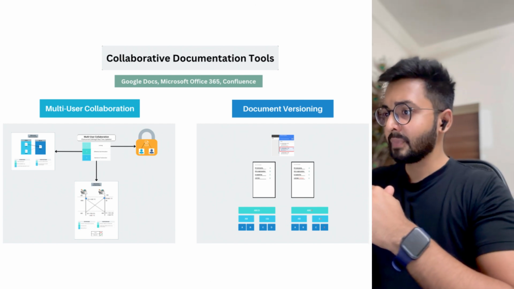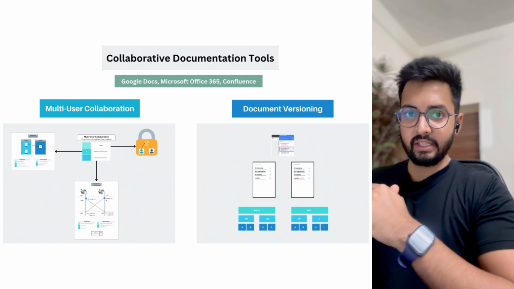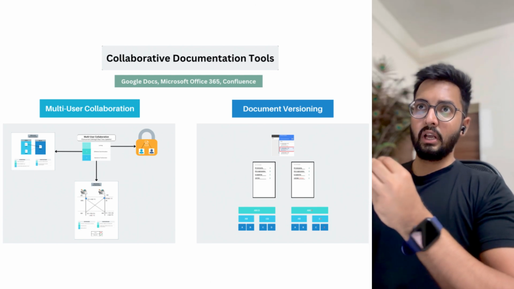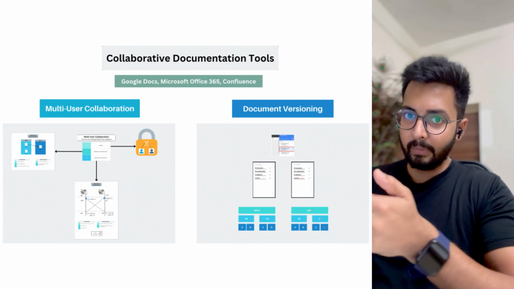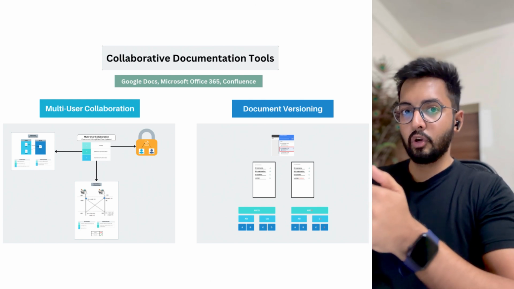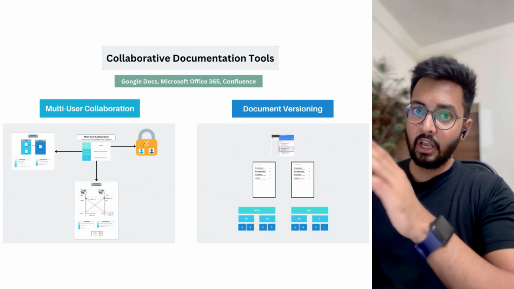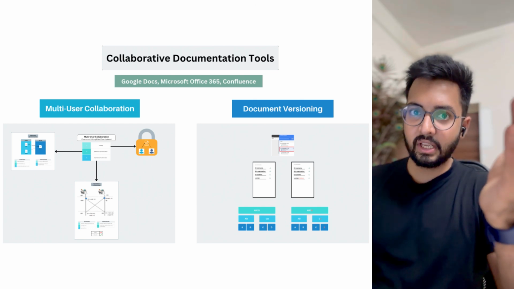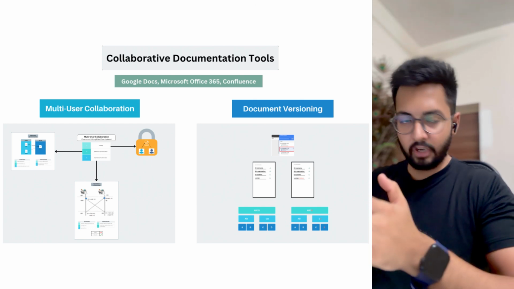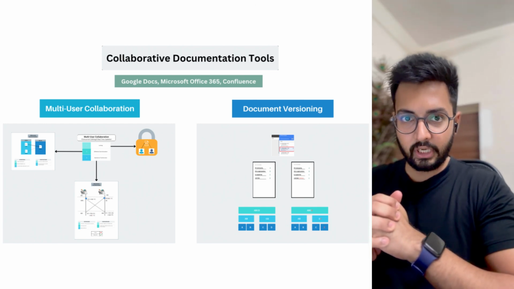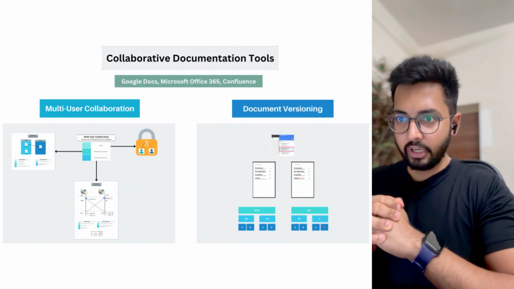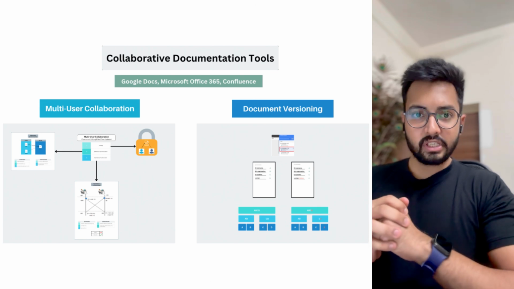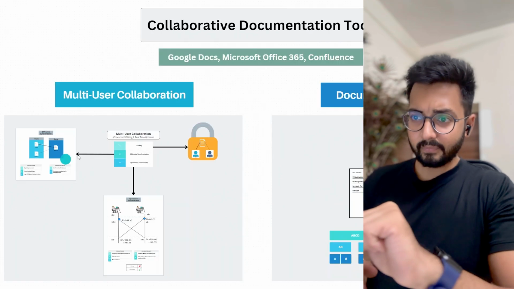So multi-user collaboration is obviously something where multiple users can work with concurrent editing and real-time updates. And document versioning is, let's say, with each save multiple versions of a document are created. So let's say you want to revisit your old changes, then you can revisit them through the version history from document versioning. We'll see in detail how to design these systems. Let us first start with multi-user collaboration.